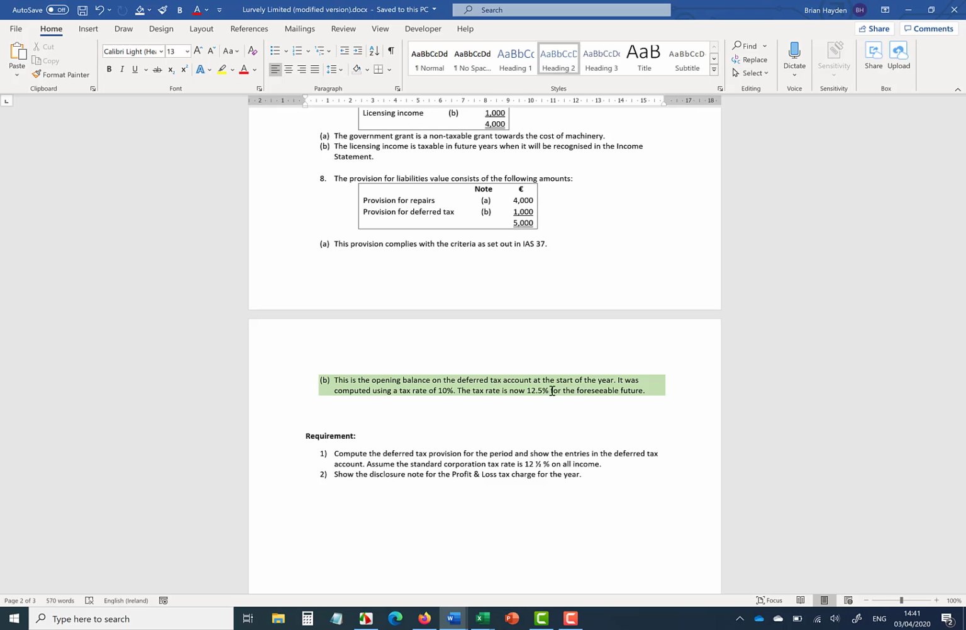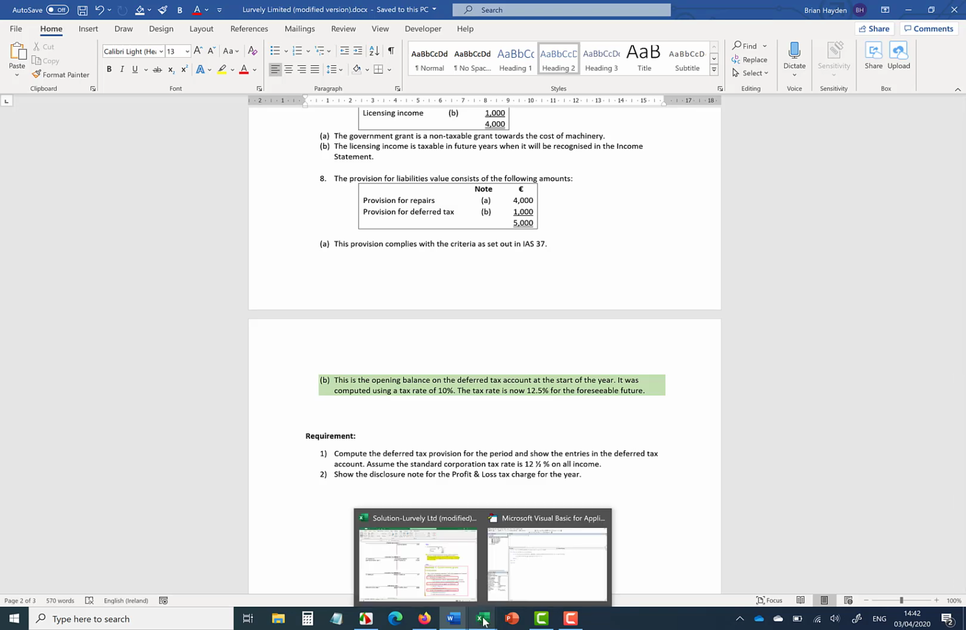So the 12.5% rate isn't going to change, but in this hypothetical example, we've had a situation where a deferred tax balance was calculated using a rate of 10%, and now it's 12.5%. What we need to do is evaluate the impact on my opening balance of this change in tax rates. So this €1,000 was calculated at 10%, and if it had been done at the correct rate, it should have been calculated at 12.5%. So there would be a little bit extra of a provision as a result of this change in tax rates.